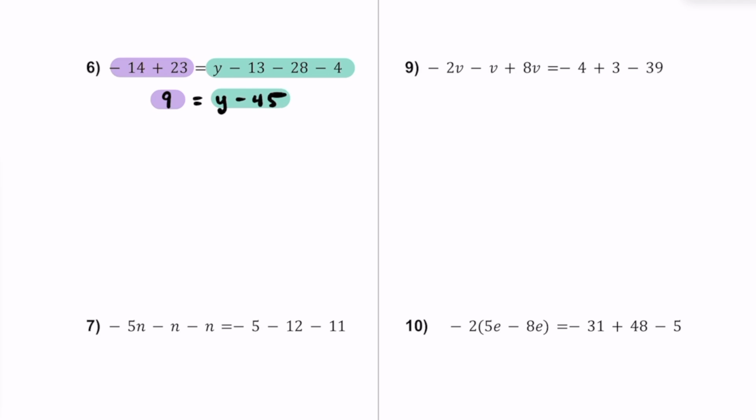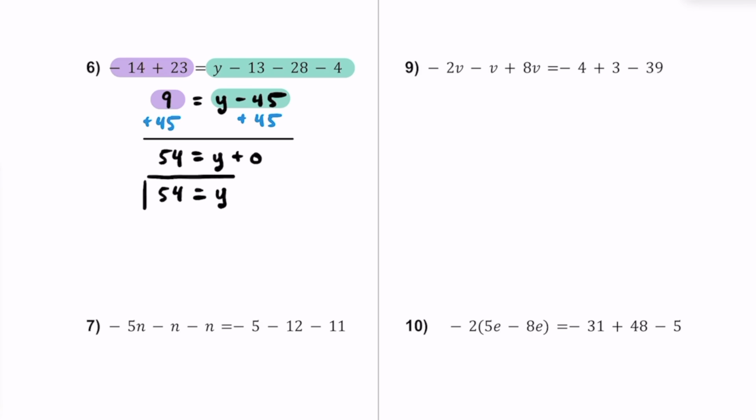Next, if we use the addition property of equality, we can add 45 to both sides of this equation. If we do that, then on the left side, 9 plus 45 is going to be 54. And on the right side, negative 45 plus 45, that's the additive inverse property. That's going to get us 0. And then afterwards, you can use the identity property of addition and drop the 0 and say that y is going to be equal to 54. That would be our solution.